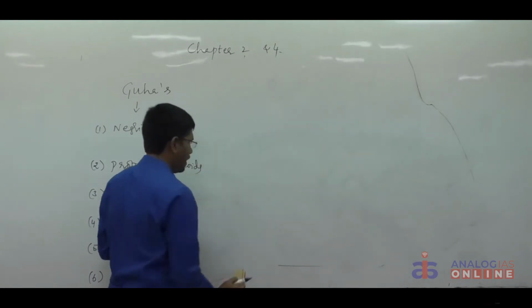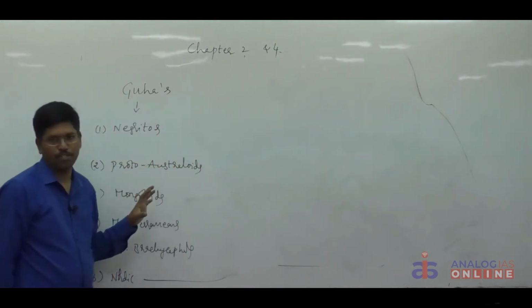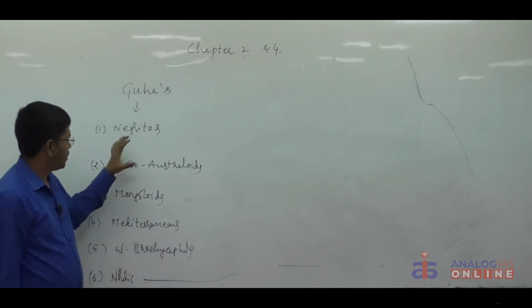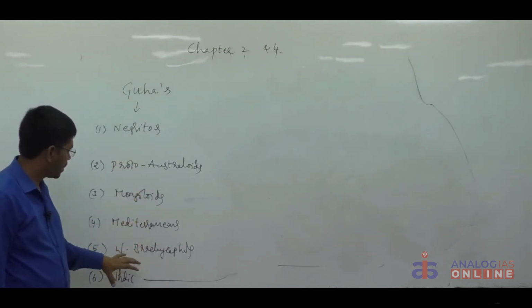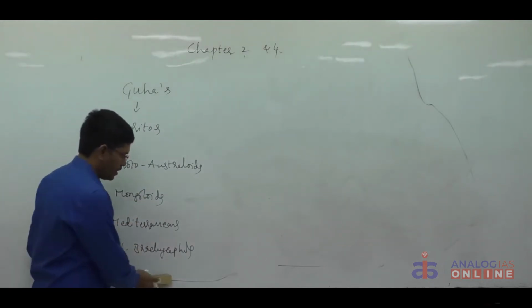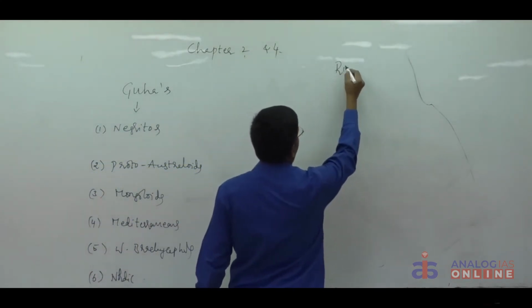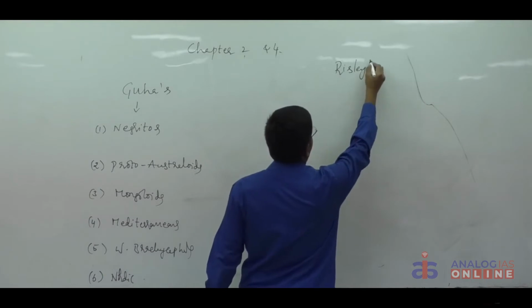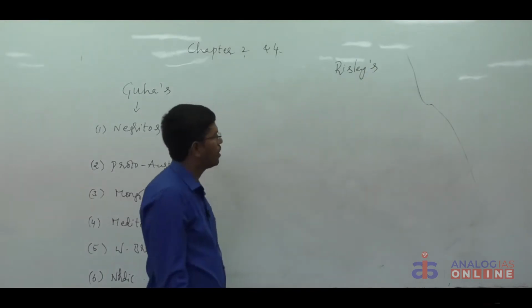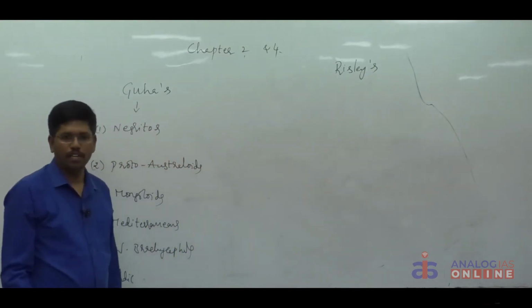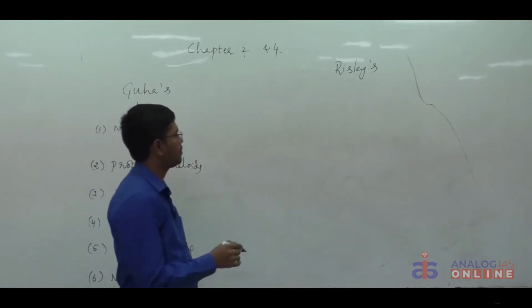If you remember the characteristics of the different elements, that means Negritos, Proto-Australoids, Mongoloids, Mediterraneans, Western Brachycephals and Nordics, you can easily remember Risley's classification. According to Risley, in India there are 7 racial elements.